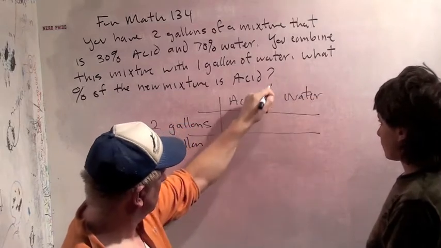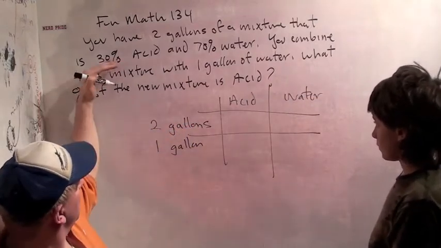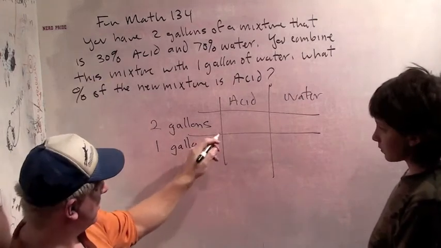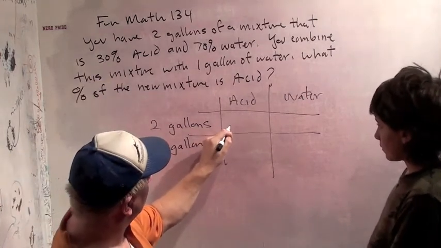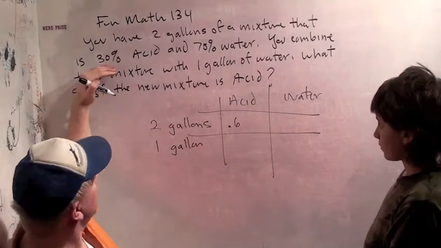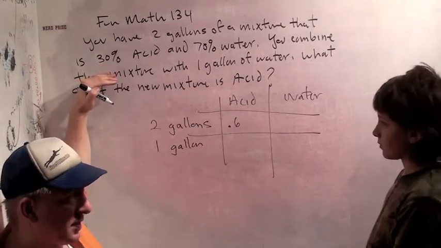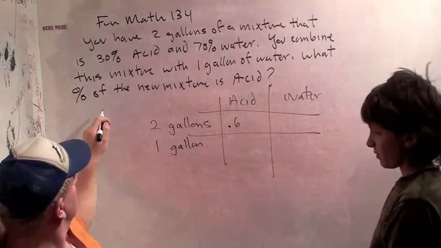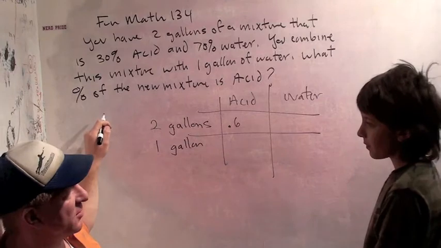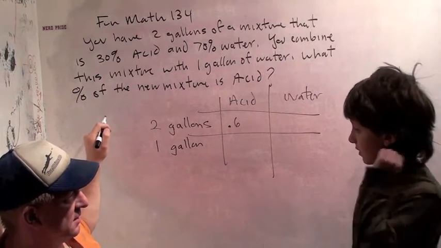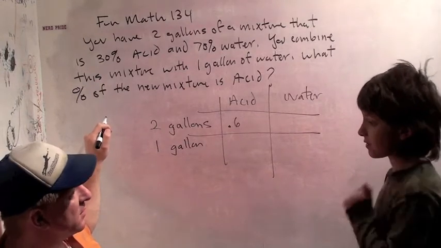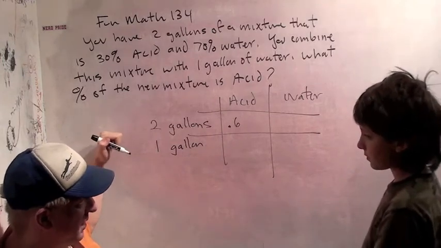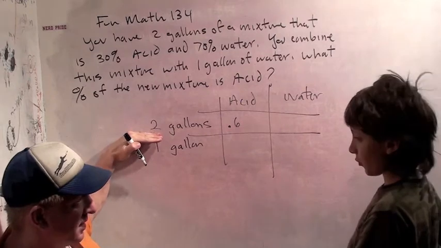It says it's 30% acid, so that means I have 30% times 2, which is 0.6 acid, because 30% is 0.3, right? What is 30% as a fraction? It's 30 over 100, which is 3/10, which is 0.3. When I multiply by 2, I get 0.6.